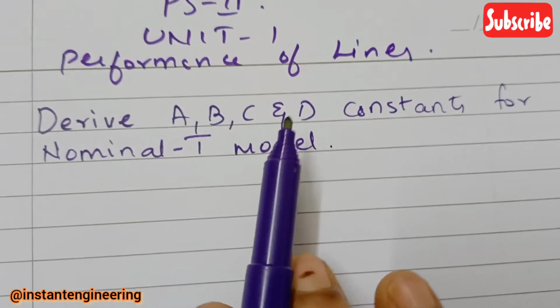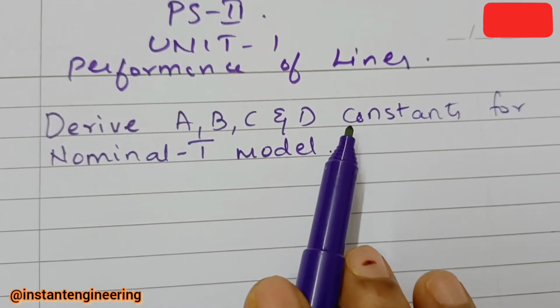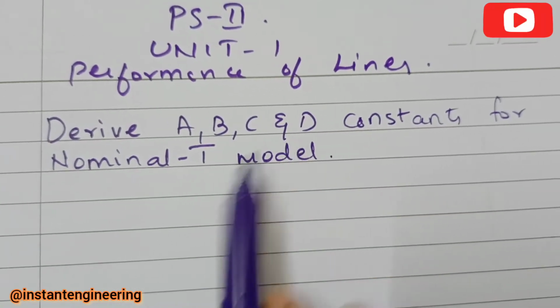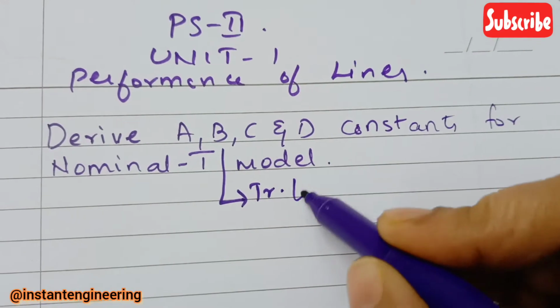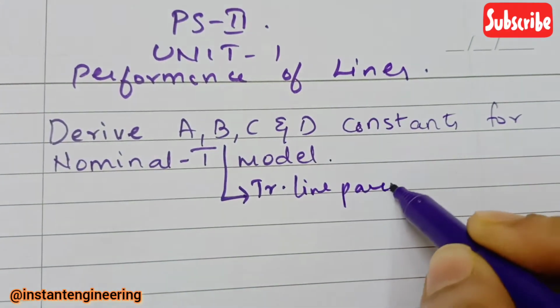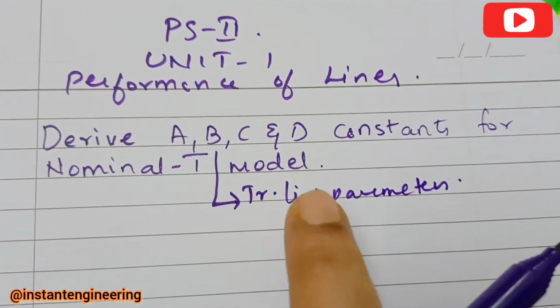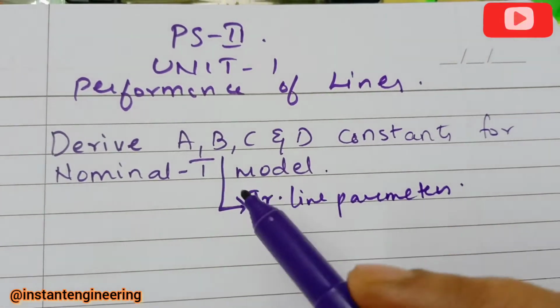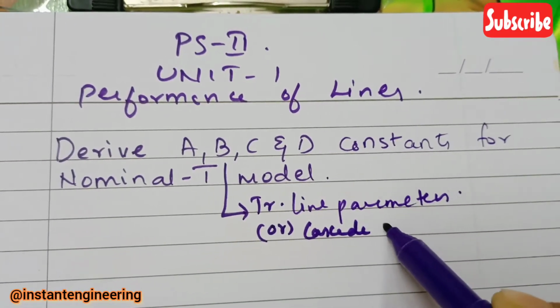So these ABCD constants are called transmission line parameters. First point: ABCD are transmission line parameters. These are also called circuit parameters. These are also called cascade parameters as well.